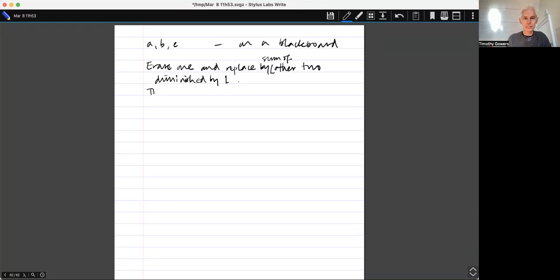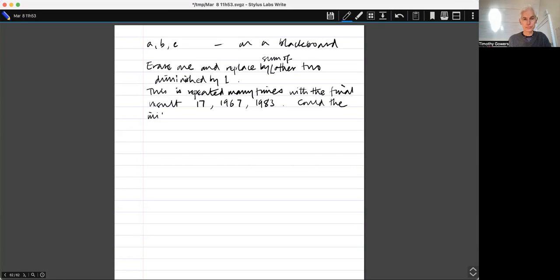This operation is repeated many times with the final result 17, 1967, 1983. Could the initial numbers be A 222 and B 333?